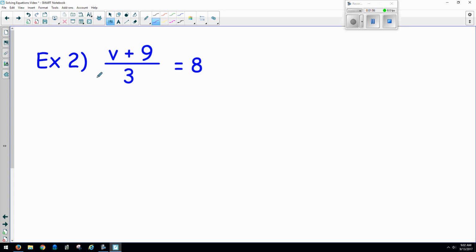Here's example 2. So right now on the left side of this equation, we have a fraction. And so what I'm going to do is get rid of this fraction by multiplying by the denominator, just like we did in the last problem. So I'm going to multiply both sides by 3, and that's going to eliminate this denominator, and we're just left with b plus 9 on the left and 24 on the right.